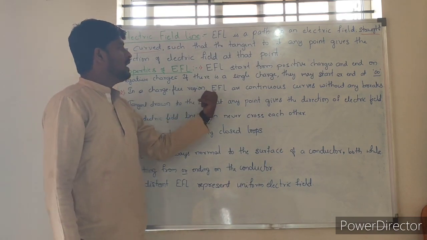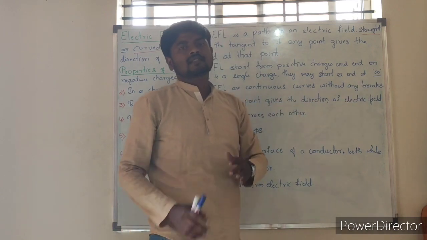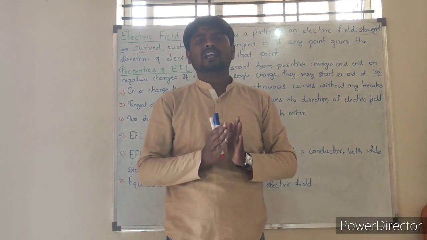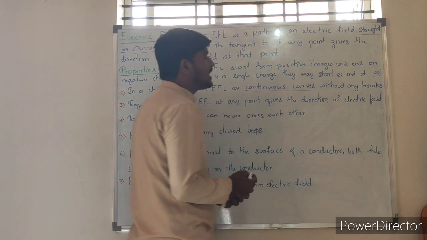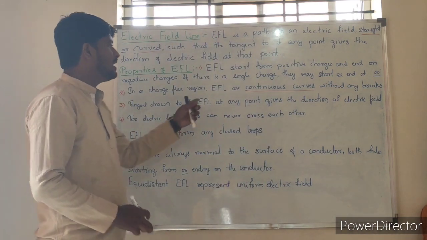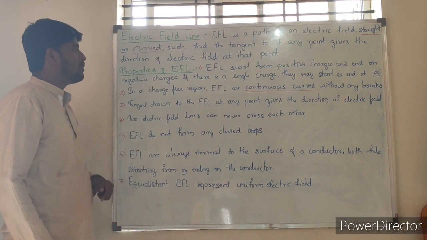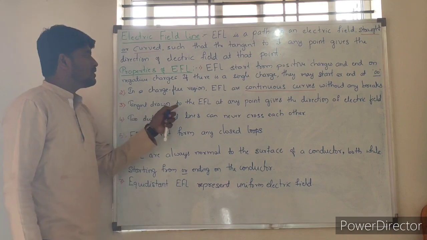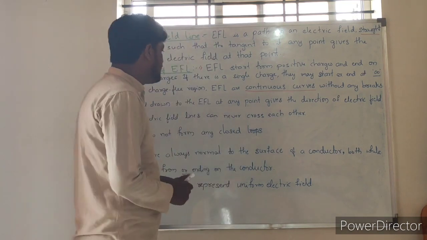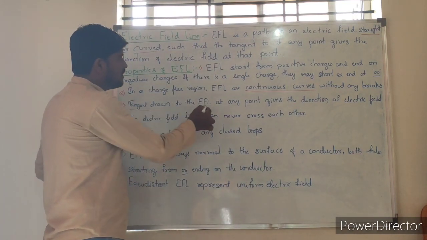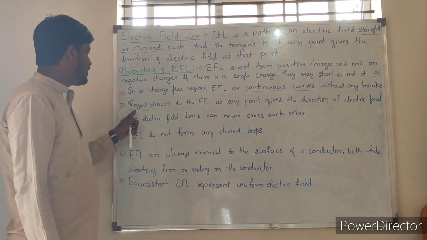In a charge-free region, electric field lines are continuous curves without any breaks. Please keep it in mind, it is a completely unbreakable or continuous phenomenon. So that is why we used here the words continuous curves without any breaks. The next one, the definition itself is written as a property of the electric field lines. Tangent drawn to the electric field line at any point gives the direction of the electric field. That means if we draw a tangent to a curve, then the direction of the electric field will be identified with the help of the tangent.